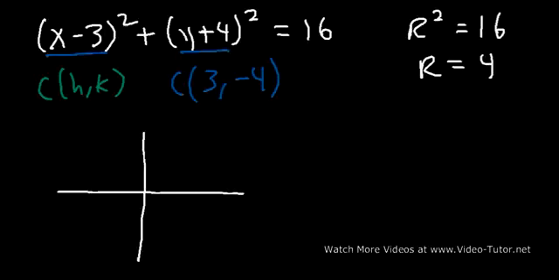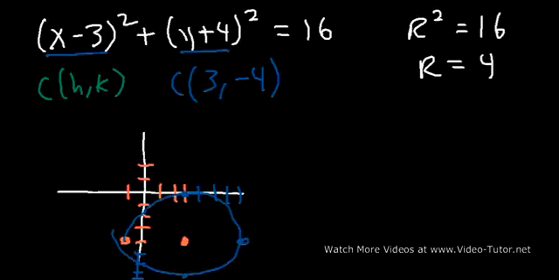And then we just have to graph it. So we need to go 3 units to the right and down 4 units. So here's the center. It's at 3, negative 4. Now, because the radius is 4, we need to go 4 units to the left, which will give us this point, 4 units to the right, and then up 4 units, and then down 4 units. And so that's the circle. Let's try one more example.